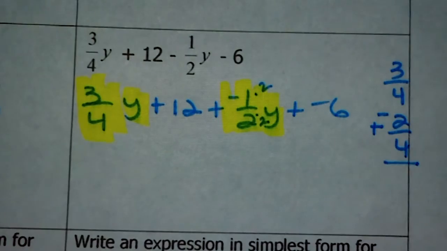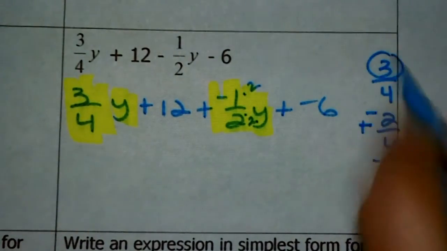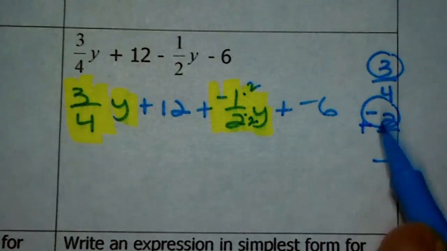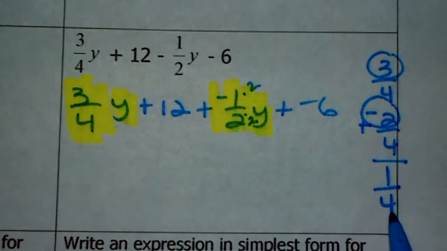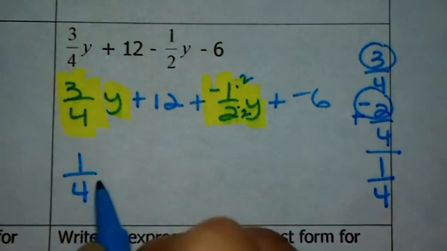And when you have common denominators, when you're adding or subtracting, all you need to do is add your numerators. So 3 plus negative 2 is 1, and bring over your denominator. So 3/4 plus negative 1/2 gives me 1/4. That means we have 1/4 y.